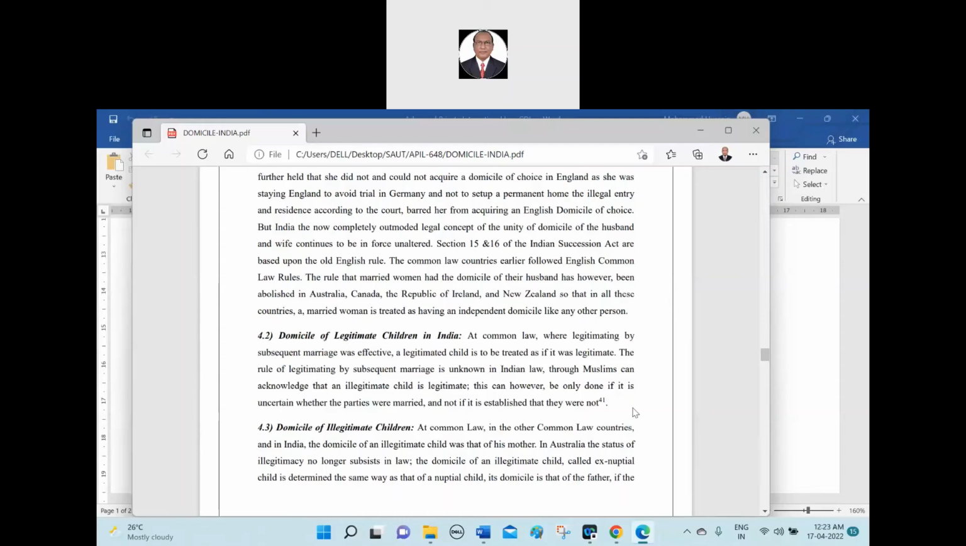Domicile of illegitimate children in India. At common law, where legitimating by subsequent marriage was effective, a legitimated child is to be treated as if it was legitimate. The rule of legitimating by subsequent marriage is unknown in Indian law, though Muslims can acknowledge that an illegitimate child is legitimate. This can, however, be done only if it is uncertain whether the parties were married, and not if it is established that they were not.